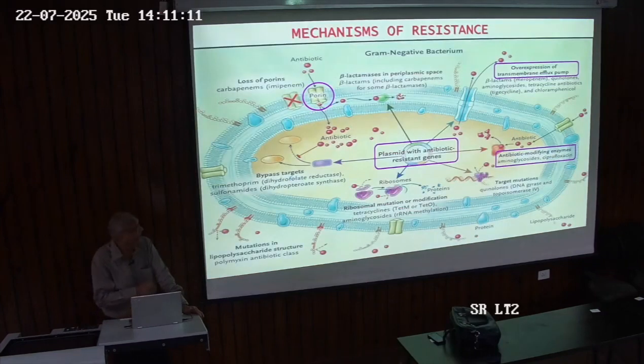This is again the diagram showing the efflux and influx mechanism plus the enzyme production. This is almost a similar diagram, and you can see the antibiotics are effluxed fast or they are inhibited from entering the cytoplasm.